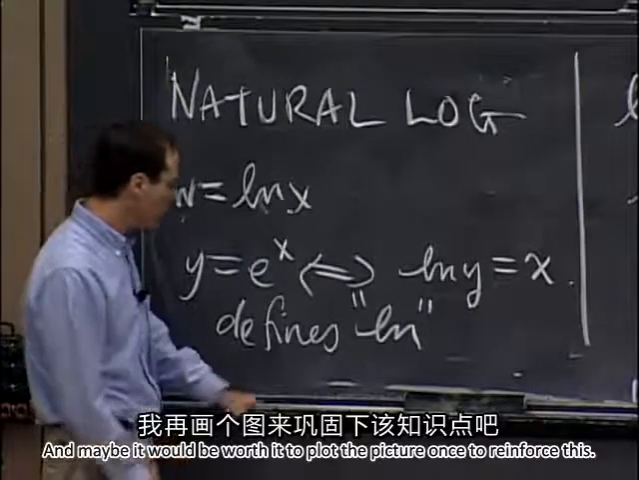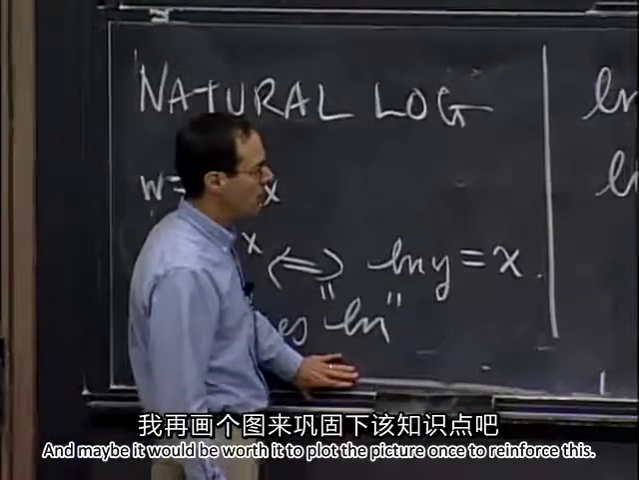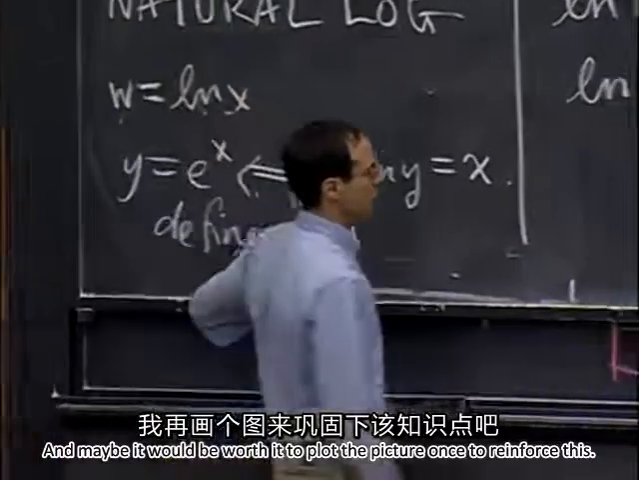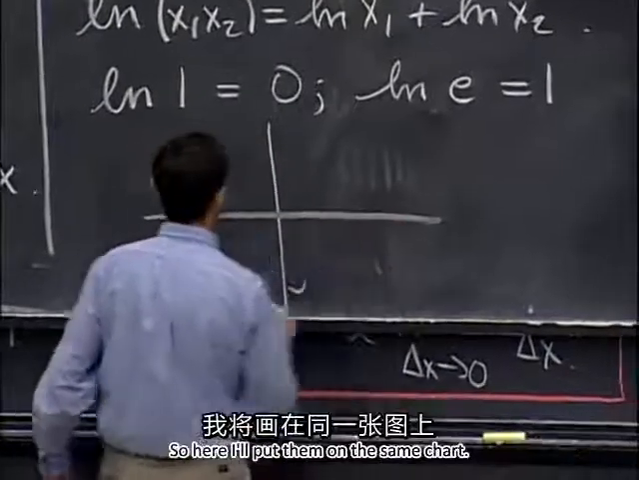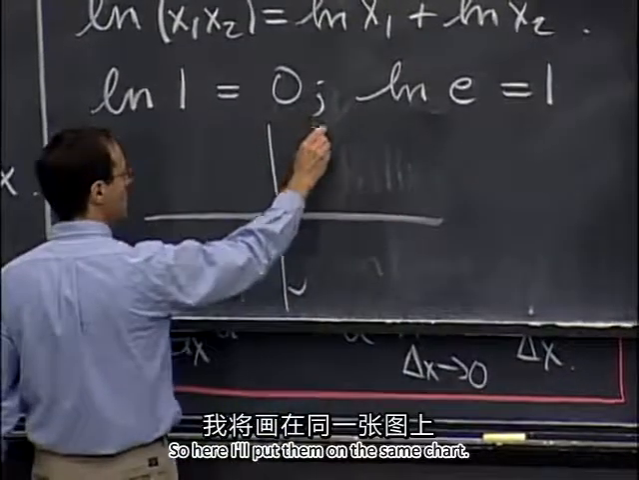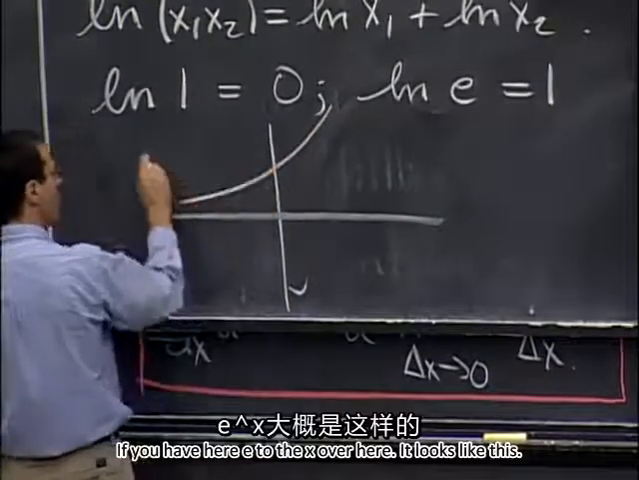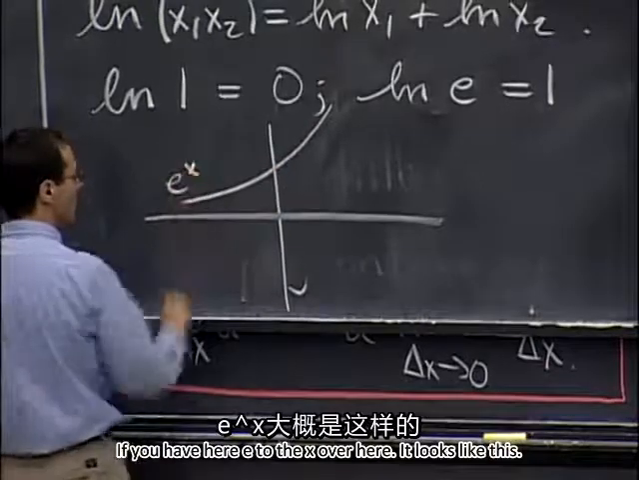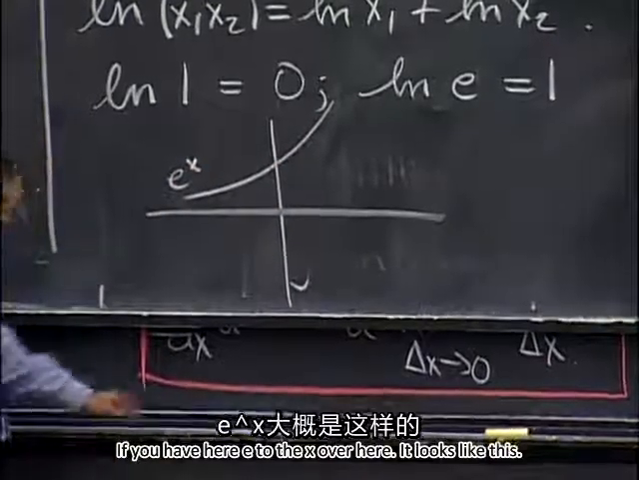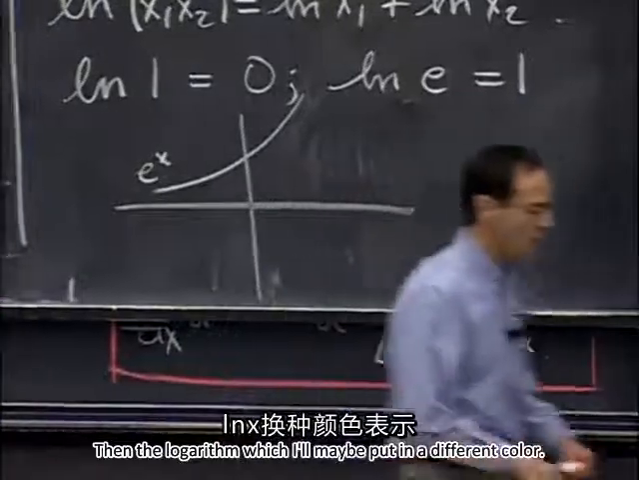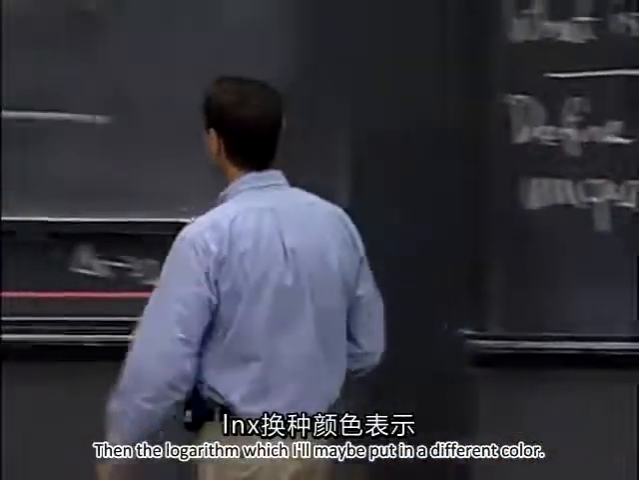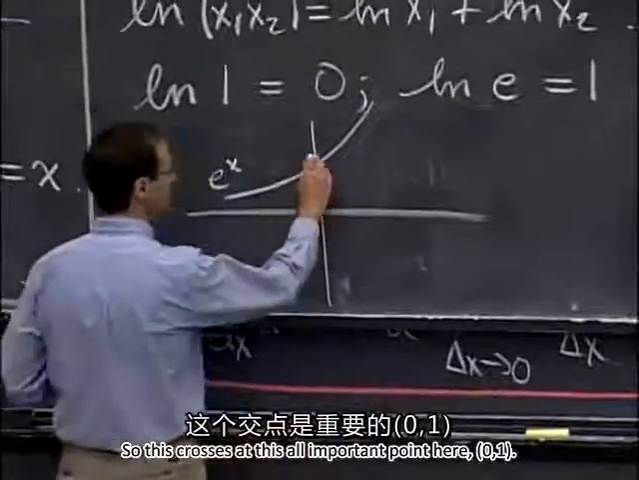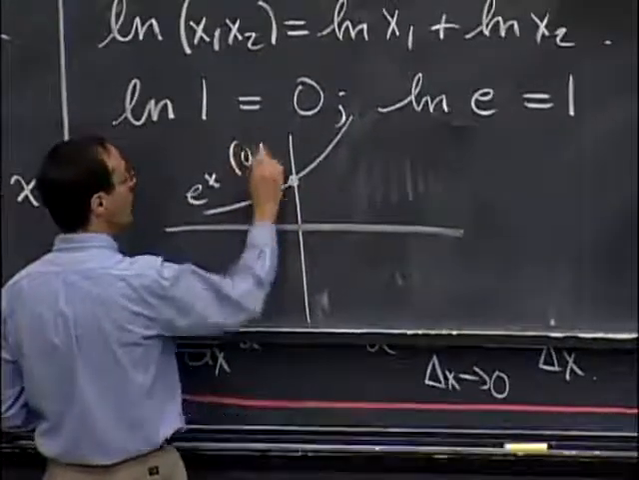And maybe it would be worth it to plot the picture once to reinforce this. So here I'll put them on the same chart. If you have here e to the x over here, it looks like this. Then the logarithm, which I'll maybe put in a different color. So this crosses at this all-important point here, 0, 1.